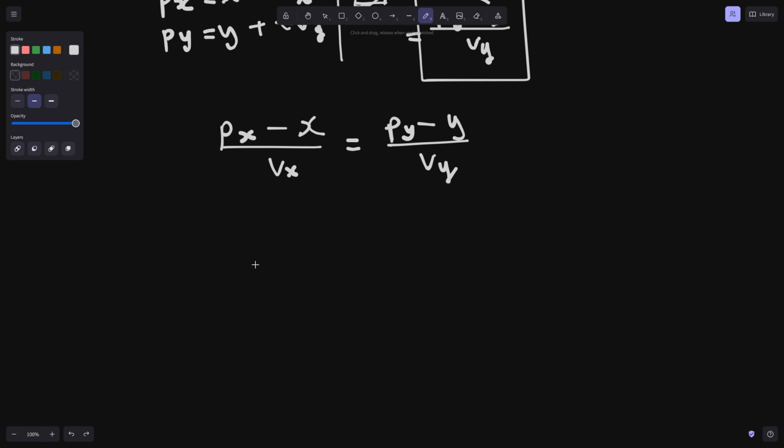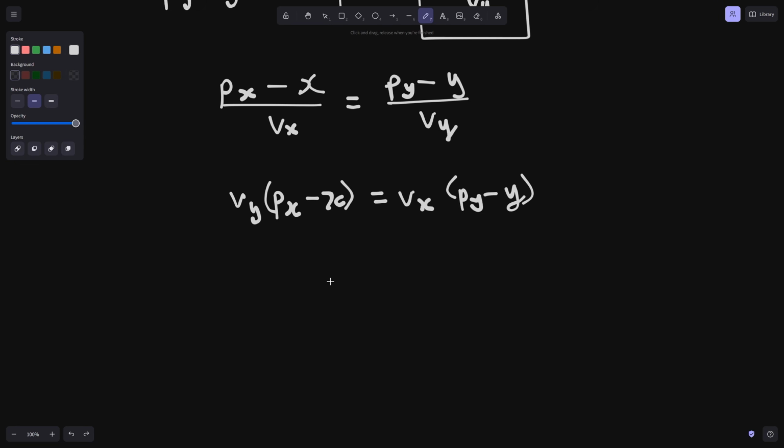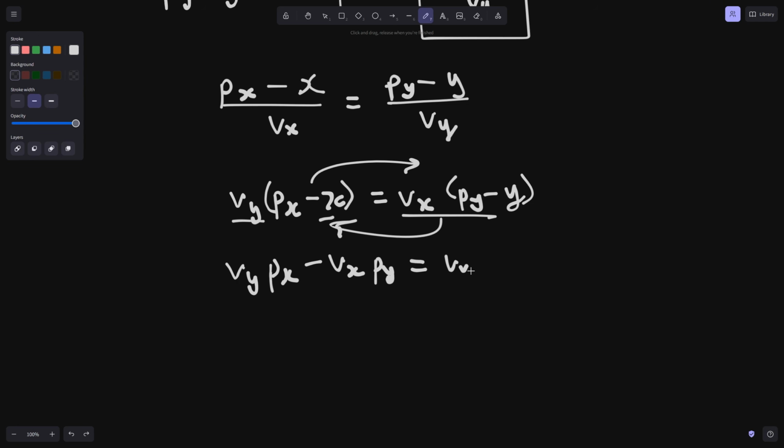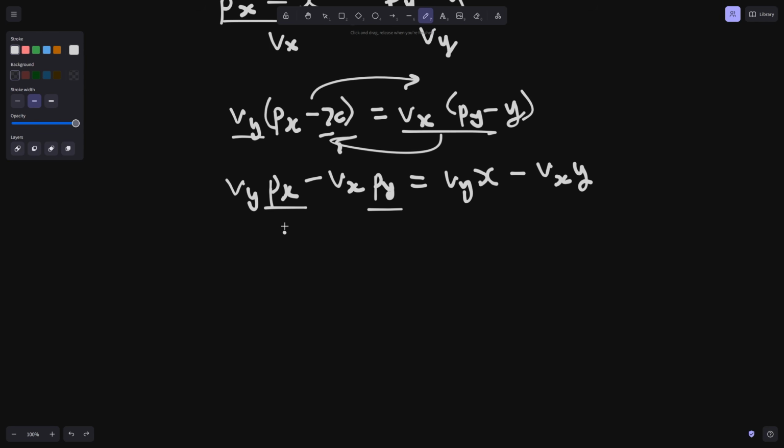If we rewrite this to get rid of the fractions, we'll have vy times (px minus x) in brackets equals vx times (py minus y). And so if we rewrite this and refactor these out, we get vy px minus vx py, bringing this product over to the left, is equal to, and then we bring this over to the right to get vy x minus vx y. So in other words, this is in standard form because px and py are our variables, and our constants are vy, negative vx, and this here.